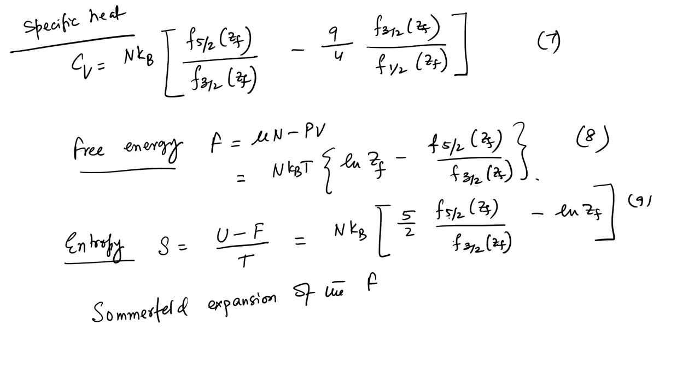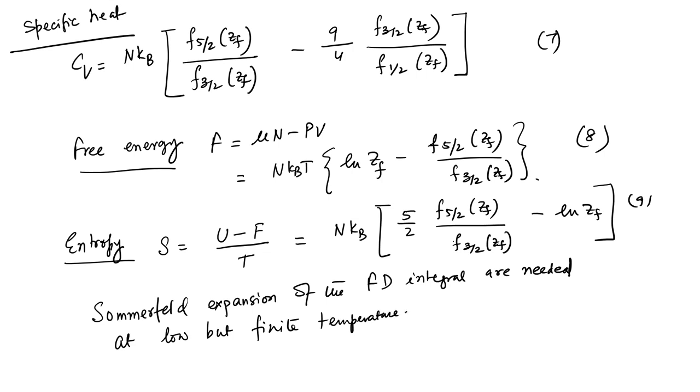I just write these Fermi functions, or the Fermi-Dirac integrals, which are really the integrals that we have introduced. They are needed at low but finite temperature. And this is the limit that is of interest to us, because the properties of these systems are very important at low temperature, because the quantum effects dominate at low temperature. At very high temperature, of course, classical limits would dominate.